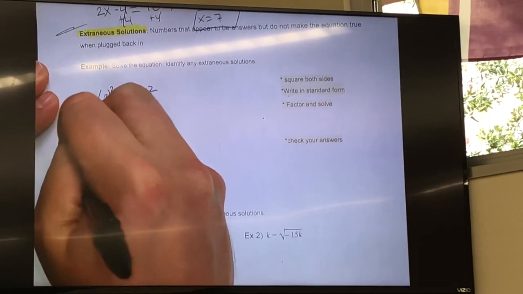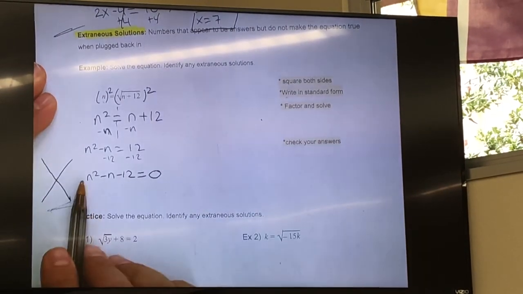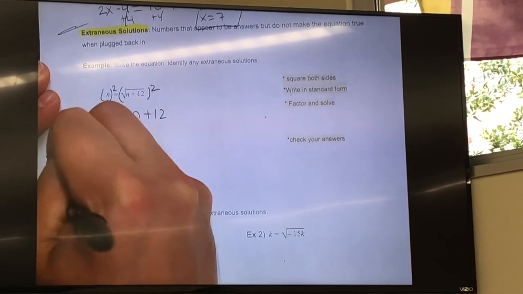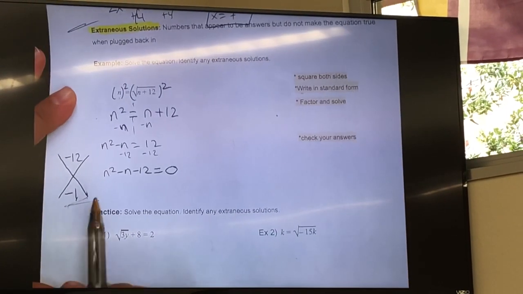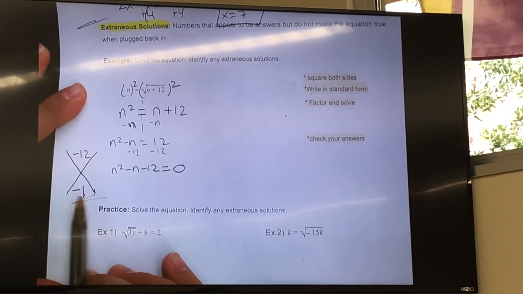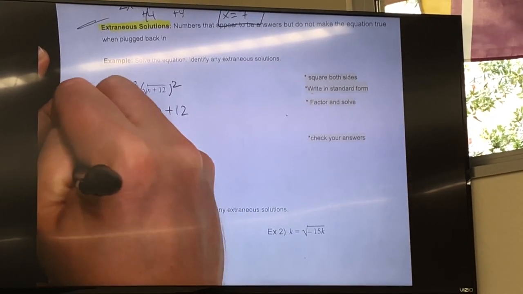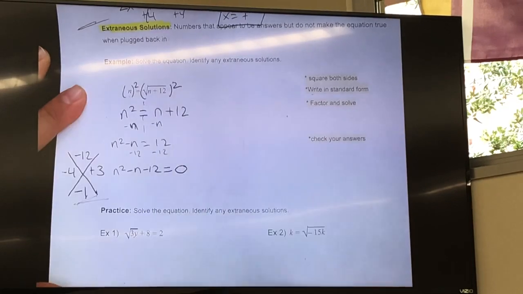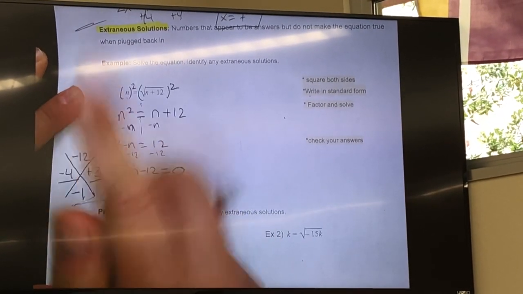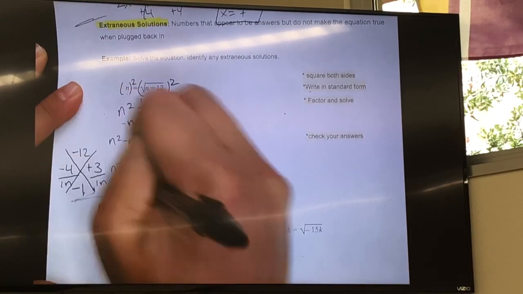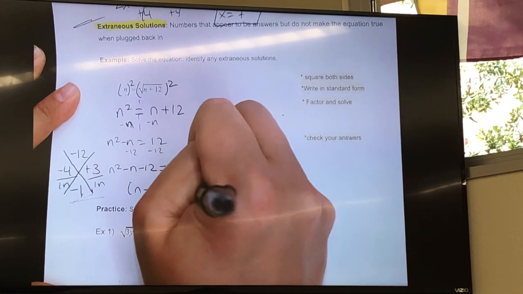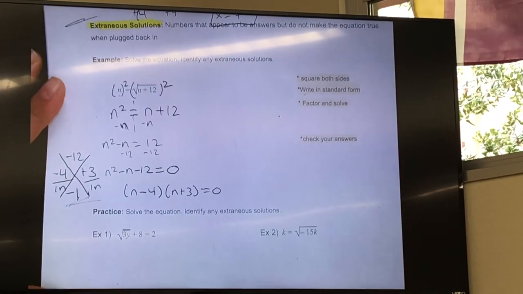If we're to do our big X, a times c is a negative 12. That makes a negative 1. Our two numbers that multiply to make a negative 12 and add to make a negative 1 will be a negative 4 and positive 3. Divide by our a value, which is a 1n. So we will be left with n minus 4 and n plus 3 is set equal to 0.